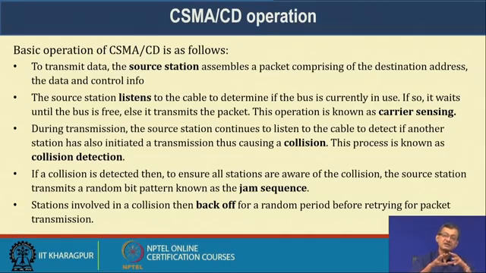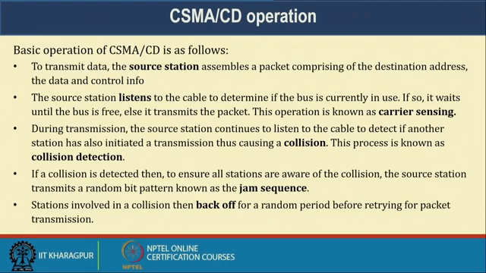If the collision is detected, other stations may also jump in without knowing that a collision is there, and there will be more collisions. So, the source station sends a jam signal, a random bit pattern. The stations involved in a collision then back off for a random period before retrying the packet transmission. So, whichever station is involved in this collision scenario will back off for a random time period before retrying to transmit the packet, right. That is the fundamental way of this.